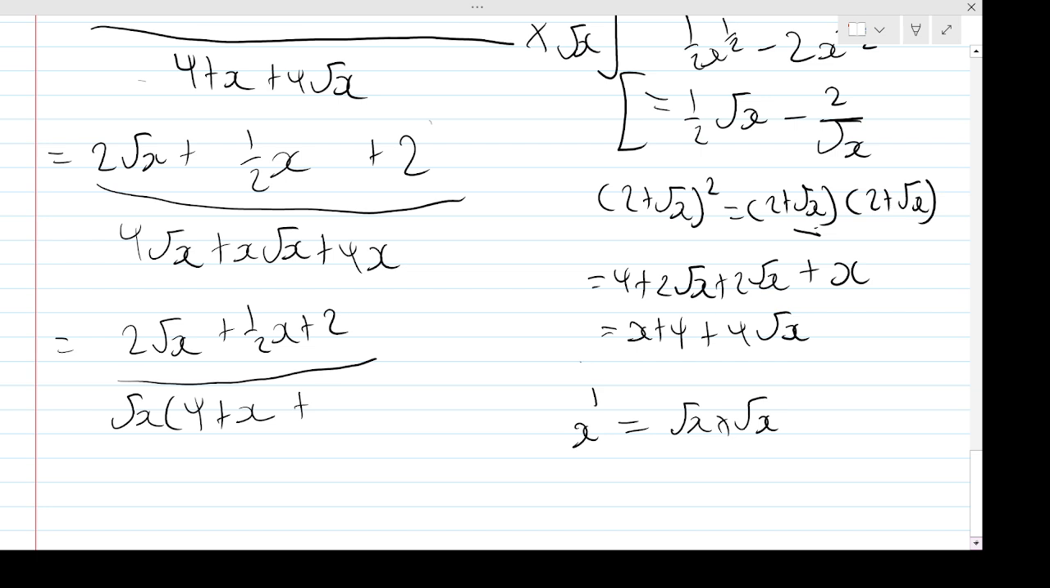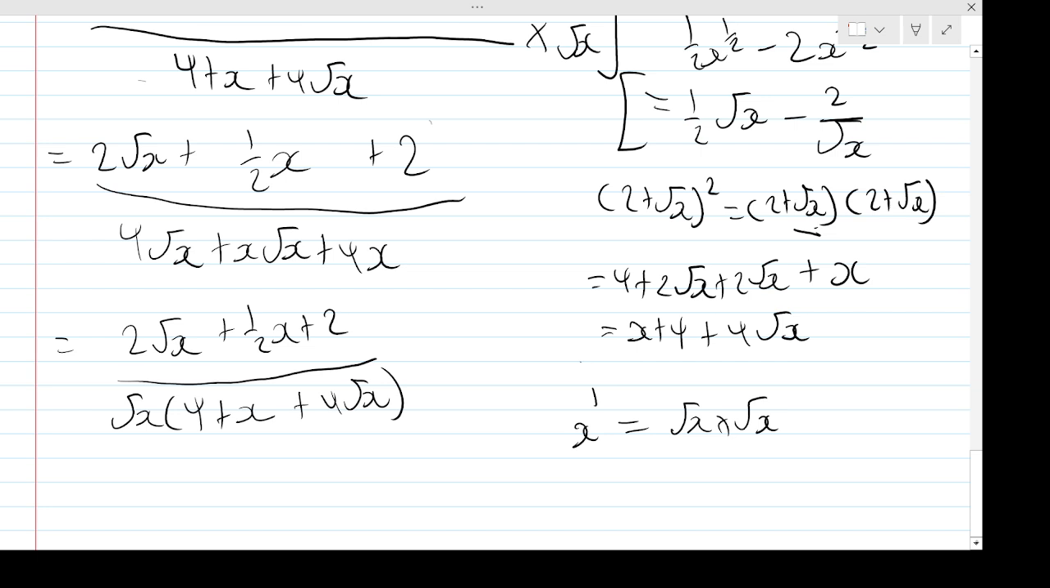We can get a root x from x. Might sound a bit complicated, but essentially we can factor a root x from x to get another root x. And we have a 4. Remember here, 4 on the front. So 4 root x. Hopefully you can see what I've done there.